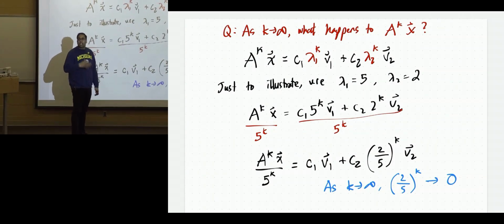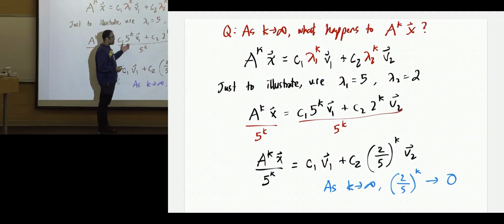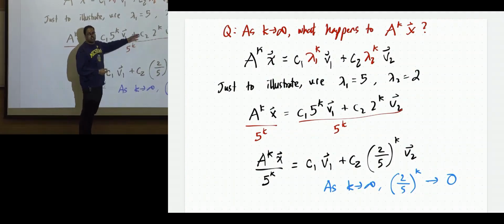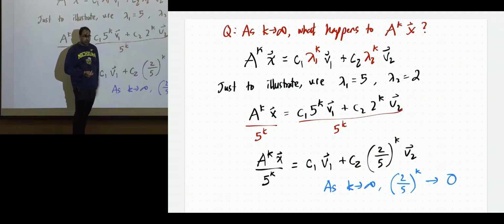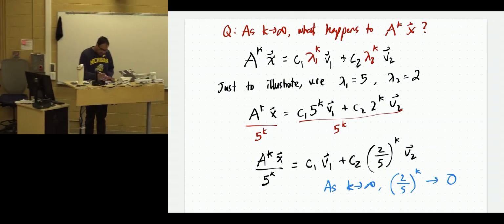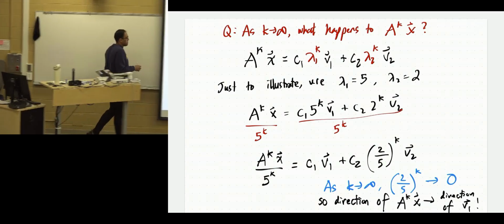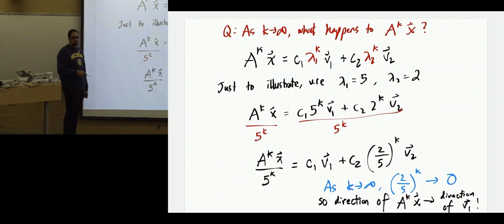The eigenvalues could have been -5 and 2, and the direction would still approach that of the eigenvector of the eigenvalue that is bigger in absolute value. Right? (-2/5) to the k would also approach 0. So this analysis shows you that the direction of A to the k x approaches the direction of the largest eigenvalue's eigenvector. Do we agree with that?